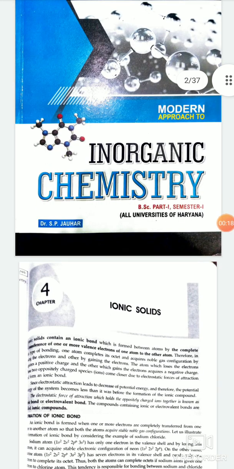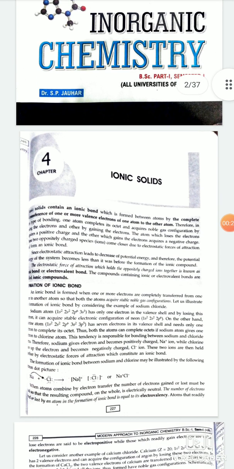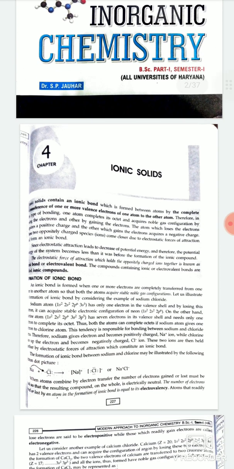So let's start from the introduction. Ionic solid contains an ionic bond which is formed between atoms by the complete transference of one or more valence electrons of one atom to the other atom. Therefore, in this type of bonding, one atom completes its octet, acquires noble gas configuration by losing the electrons, and the other by gaining the electrons.